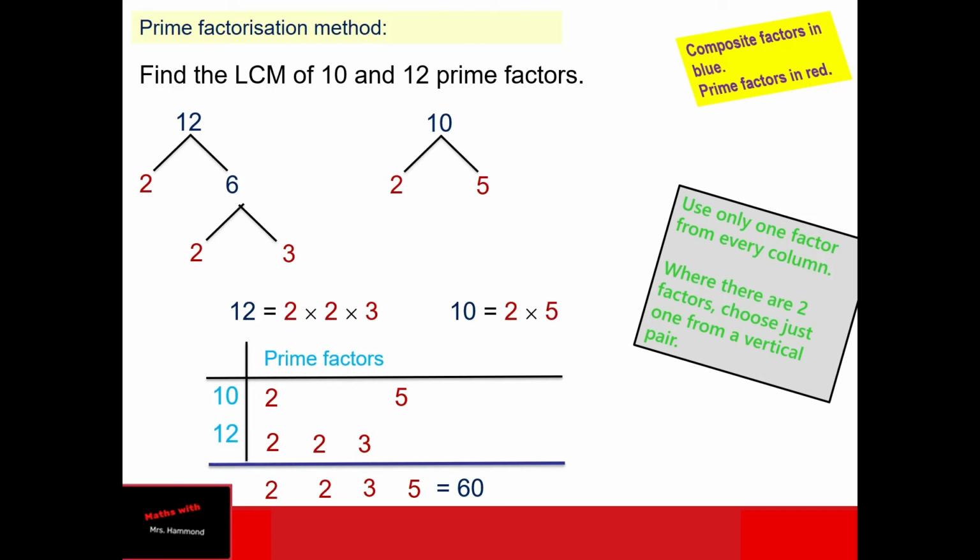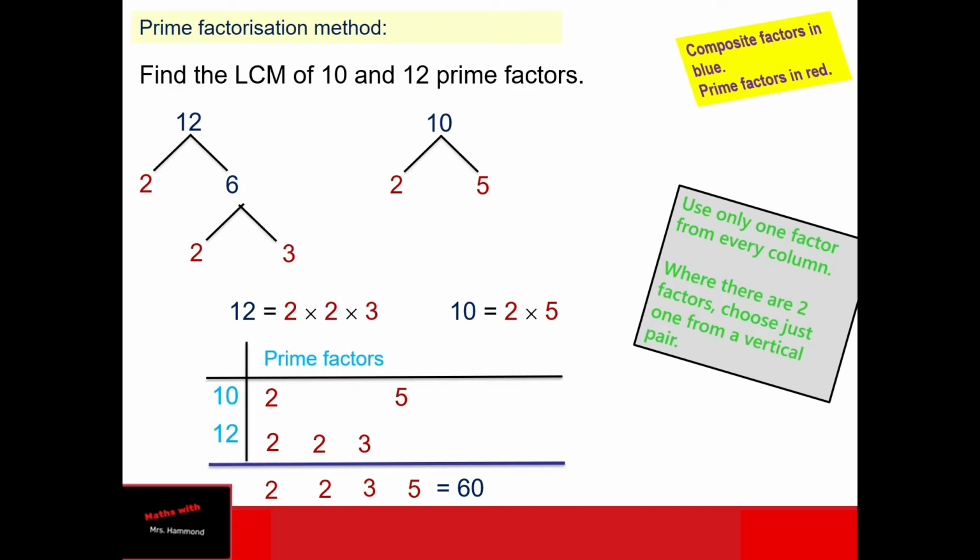Now, if you take a look at the note I have in the grey box here, it says use only one factor from every column. So I'm going to choose one factor from each vertical column. And the second caveat here is where there are two factors, choose just one from a vertical pair. So when I have 2 occurring twice, I will pick just 1, 2. When I have 2 occurring once, then I'm just going to write down 2. When I have 3 occurring once, I'm going to write down 3. When I have 5 occurring once, I'm going to write down 5.